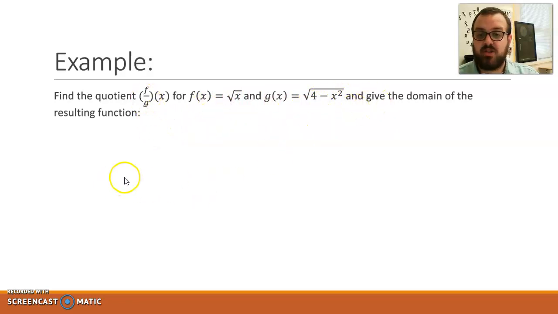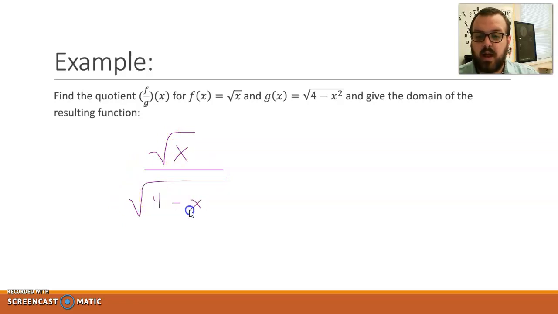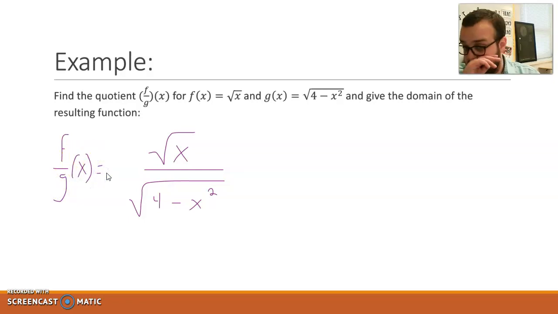So f divided by g of x is going to end up being the square root of x over the square root of 4 minus x squared. Okay, and again, I would want to look for, is there anything that will simplify here for me, or anything that I can do to simplify this? And really, there's not going to be anything to simplify. I would need to be able to take out a square root of x, and I can't do that.